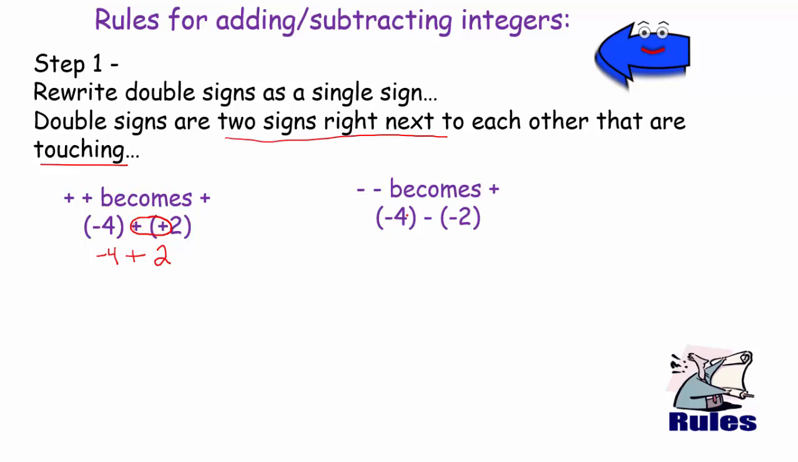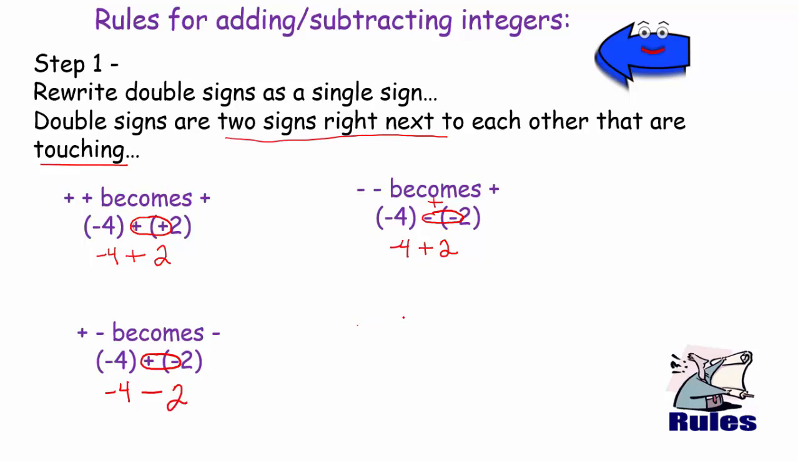So now I look at this second one. Again, this -4 is just a -4. This is the double sign, two signs touching. And we've discussed subtracting a negative is the same as adding a positive. So minus a negative becomes plus, so that's -4 plus 2. Again, -4 just stays, but here's where that double sign is. Plus a negative becomes minus. So that's -4 minus 2.